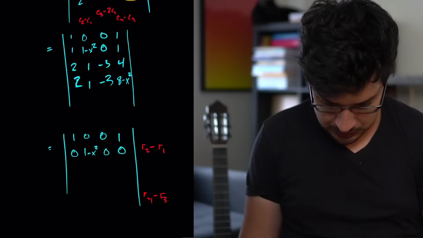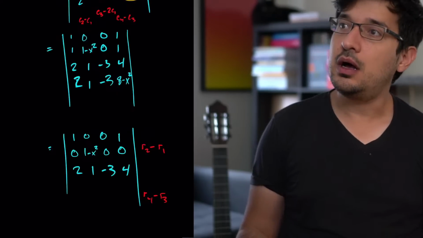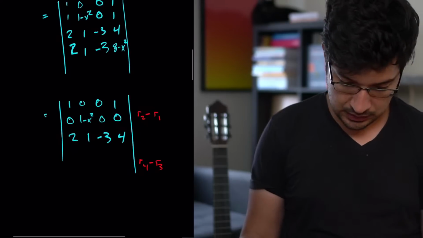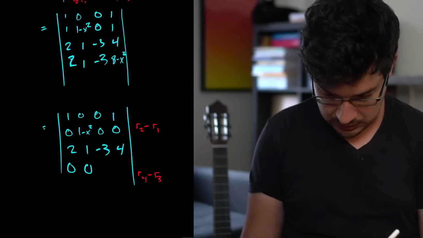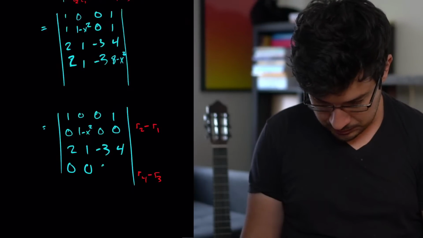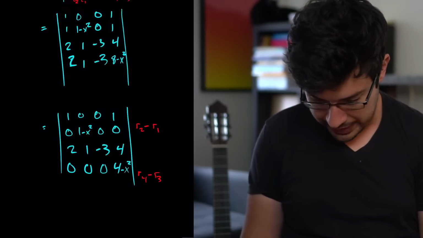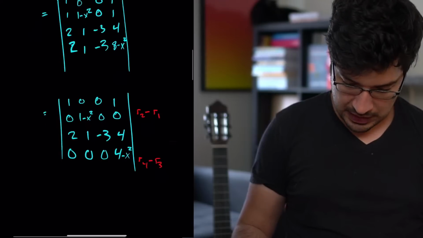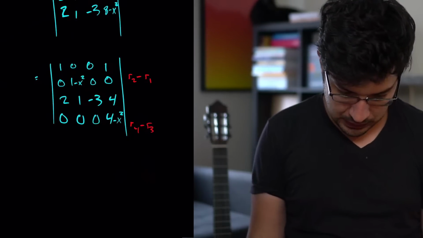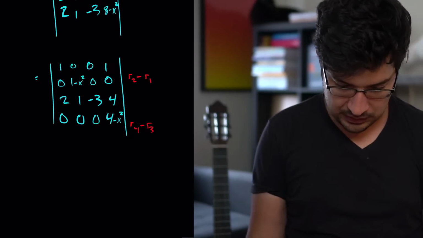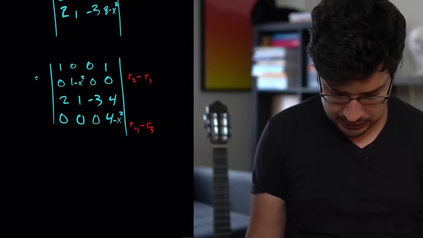Let's just keep the third row the same: 2, 1, minus 3, 4. And then finally, row 4 minus row 3 is going to be 0, 0, 0, and then 4 minus x squared. Okay, now this is looking pretty nice, I think. We've got a lot more zeros, and that's going to make this matrix a lot easier to calculate.